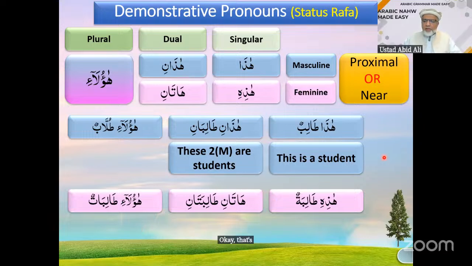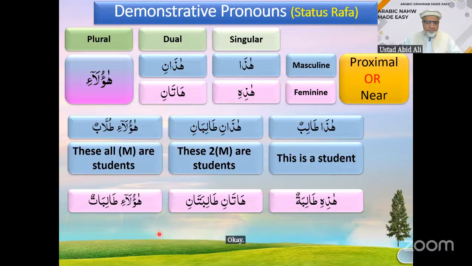So everybody else who didn't know, remember the plurals are of two types, the broken plural and the sound plural. In Arabic, we call them Jama Mukassar and Jama Salim. And over here, the word Tullabun is a broken plural. Okay.